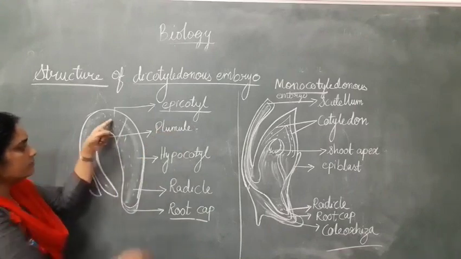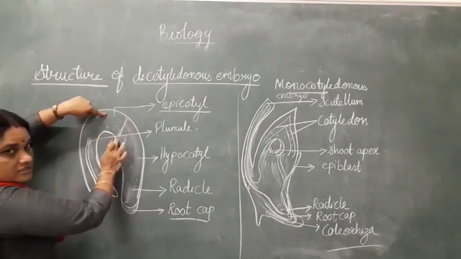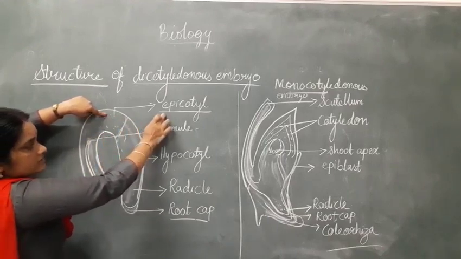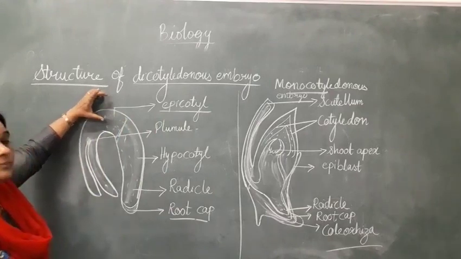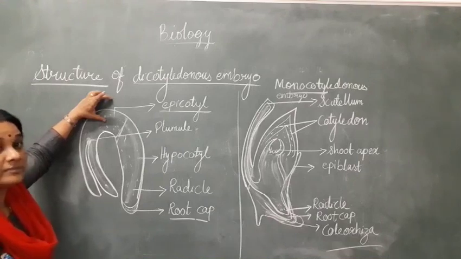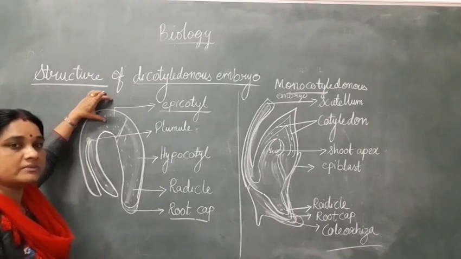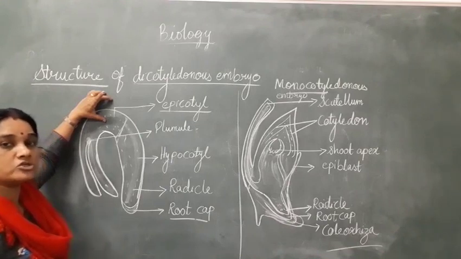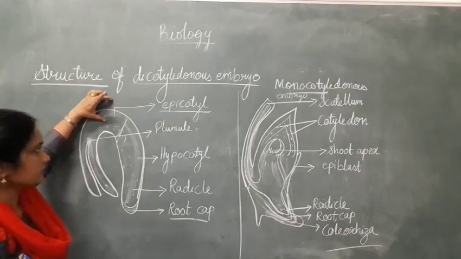Between this plumule and the embryonal axis, you have the structure known as epicotyl. The growth of the epicotyl will be helpful during the germination of the seed. It decides whether the germination is epigeal germination or hypogeal germination. That you will be studying in the later part of the chapter.